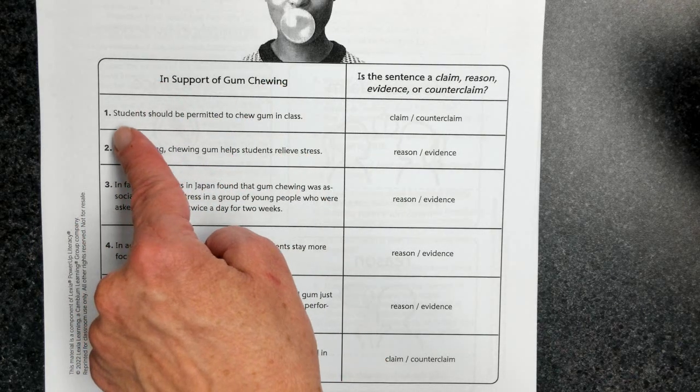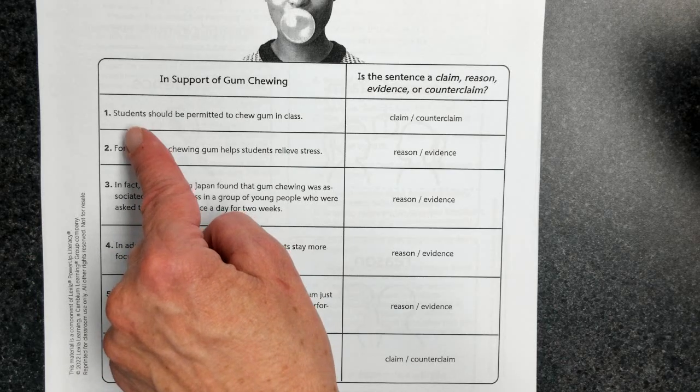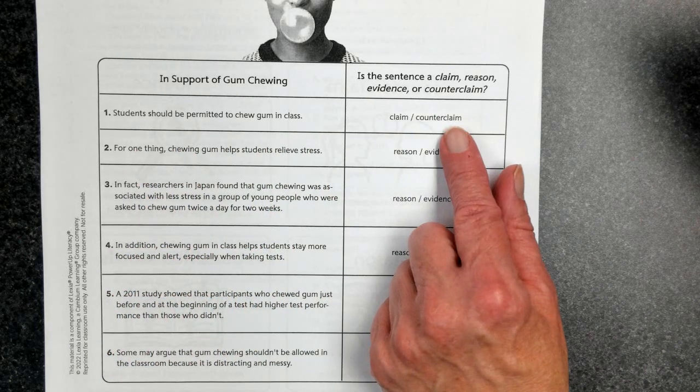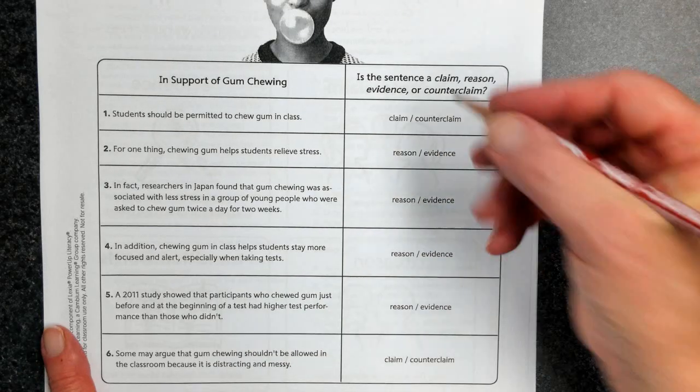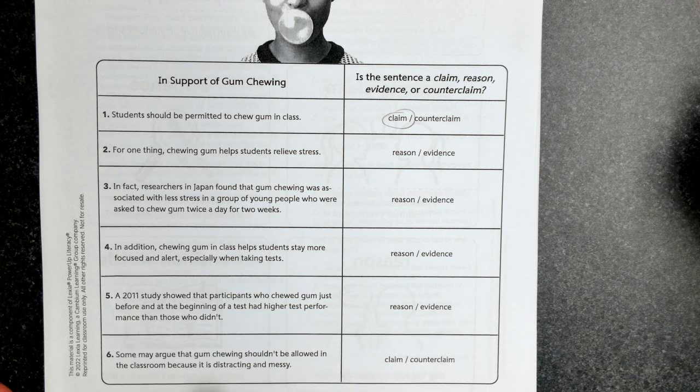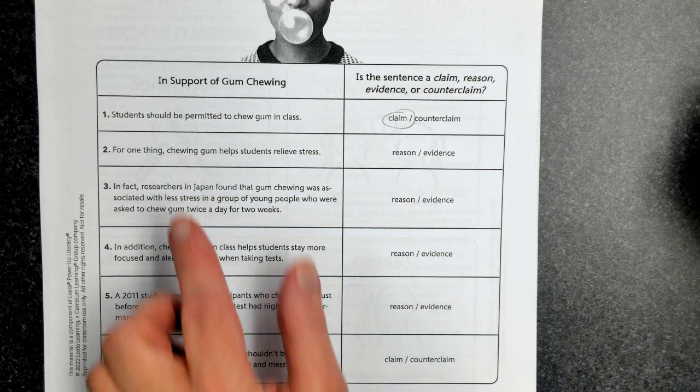Okay, so sentence number 1 says, students should be permitted to chew gum in class. Okay, is it a claim or a counterclaim? A claim, yeah. For sure. Often I'll say, in a longer essay or a longer passage, often the claim is going to be at the end of the first paragraph. Doesn't have to be, but often that's where it is.